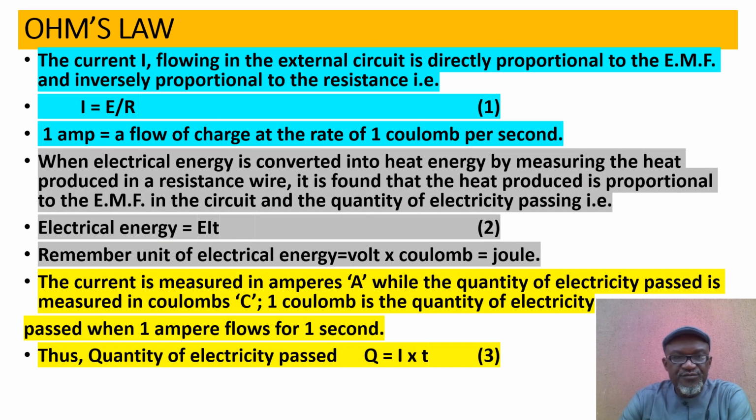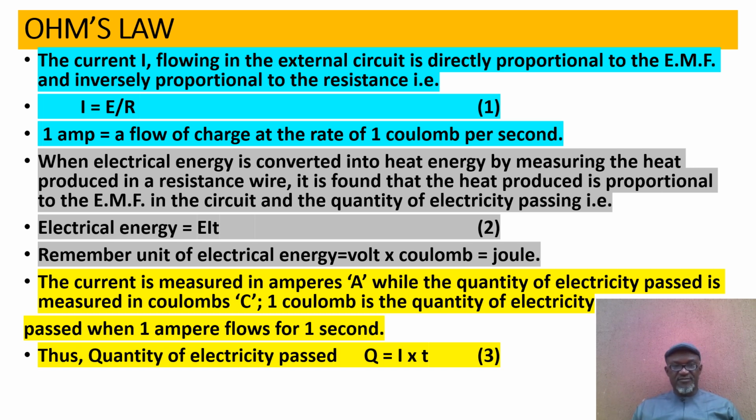Ohm's law. The current passing in the external circuit is directly proportional to the EMF and inversely proportional to the resistance. That is what Ohm's law says. The ampere, that is 1 ampere, is equal to a flow of charge at the rate of 1 coulomb per second. So when one current is flowing, that is equal to flow of charge at the rate of 1 coulomb per second.